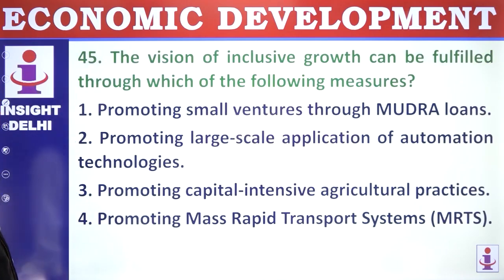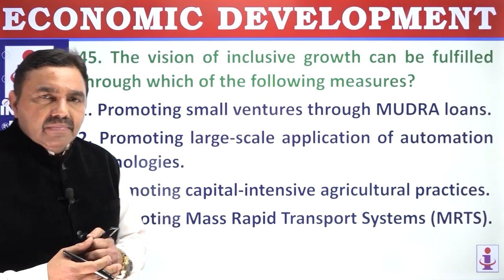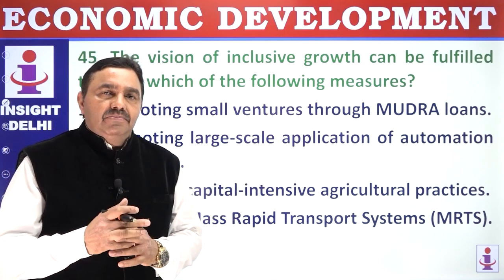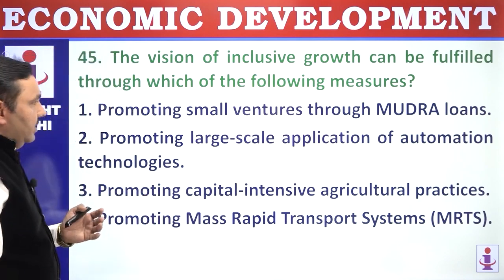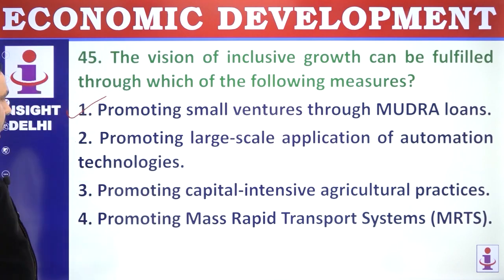45. The vision of inclusive growth can be fulfilled through the following: increase the participation in economy, ensure that mechanization is less and people are getting more jobs, ensure distributed development of industries and services, promote small ventures through Mudra. That will have inclusive growth.